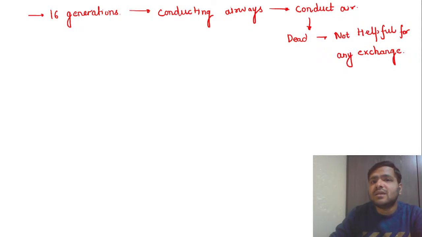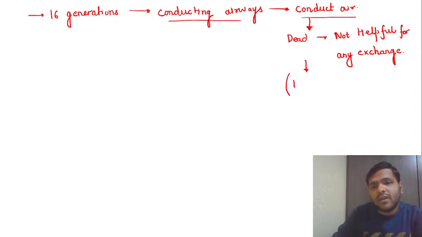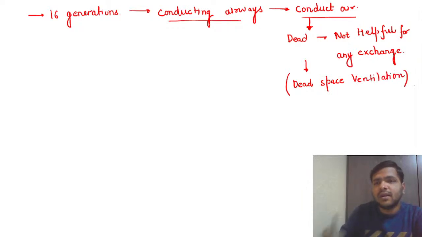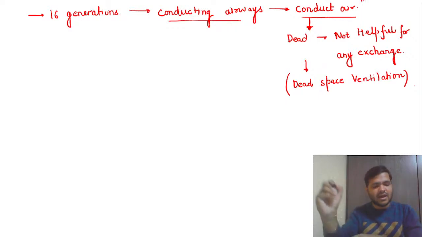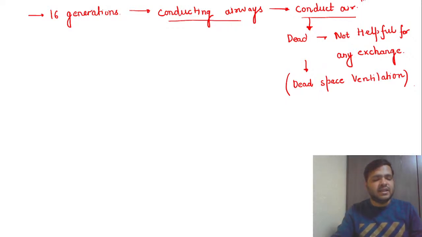So these are the conducting airways, which conduct the air but are dead and not helpful for any exchange. Remember, it is also called dead space ventilation. The air which is in the conducting pathway is dead air, which is not helpful for any exchange. That's why it is called dead space ventilation.